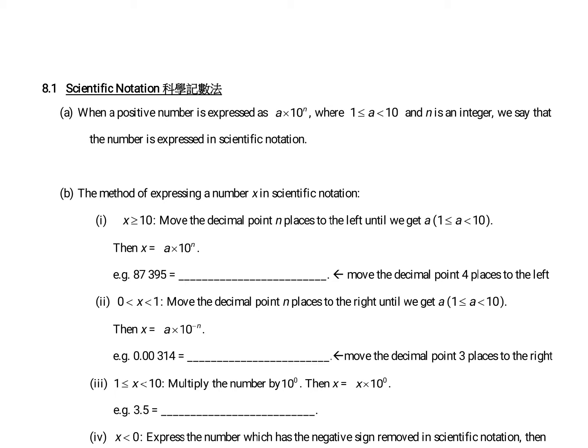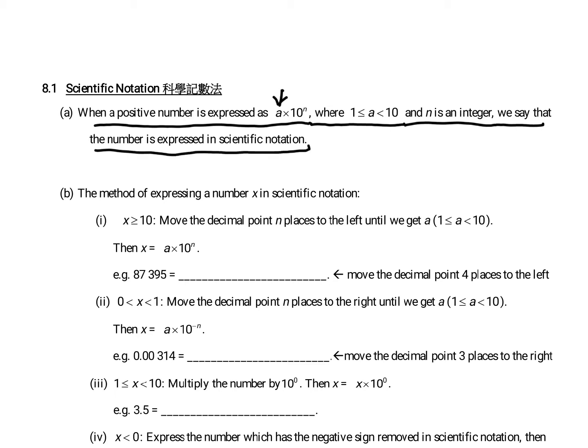When a positive number is expressed as a times 10 to the power n, where a is between 1 and 10, and n is an integer, we say that the number is expressed in the scientific notation. So this one is the definition. Remember that.